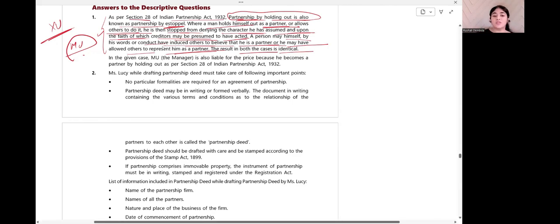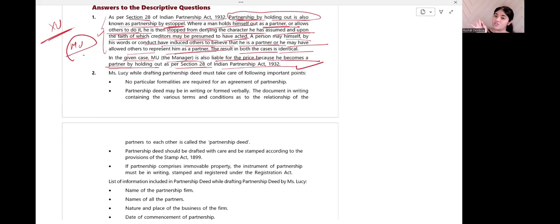Then you will write the conclusion. In the given case, MU, the manager, is also liable for the price because he becomes a partner by holding out as per Section 28 of the Indian Partnership Act 1932. Even if you don't mention the section, that will work, but you must know that particular provision, partner by holding out. You have to mention those words at least. Section number, no need.